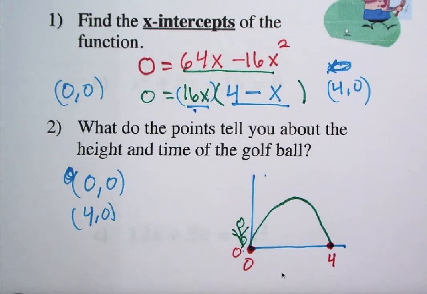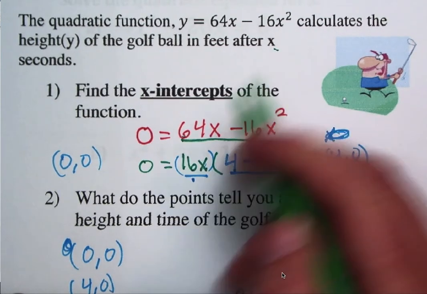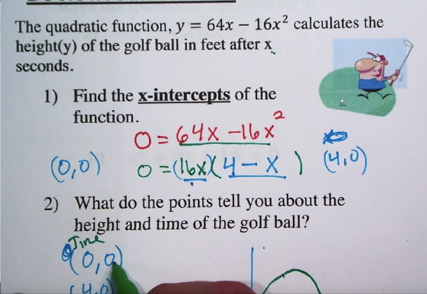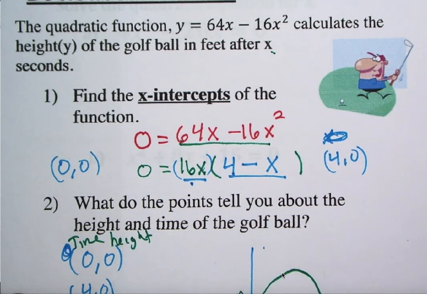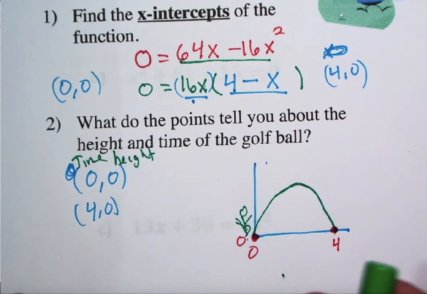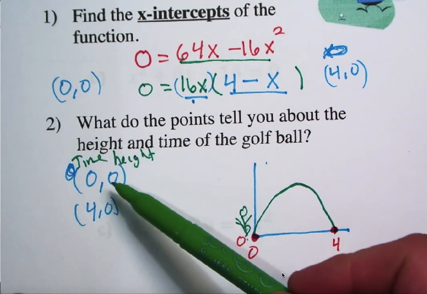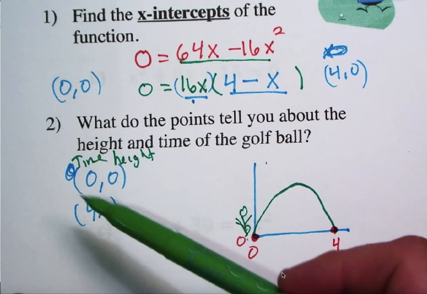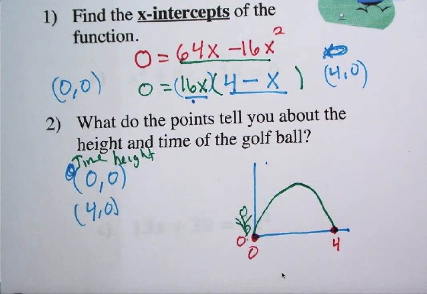But what do the points tell you? This is what I've kind of left out for a little while, but it's really important. What does the height and time tell you about the golf ball? To help us, let's think of the x variable as standing for seconds, so time, and the y-coordinate is height. So what do the x-intercepts tell you about time and height of the golf ball? Well, 0, 0 means at time 0, the height was 0. And this one, 4, 0, tells you that when the time is 4, the height is 0. So what does it tell you about the golf ball?